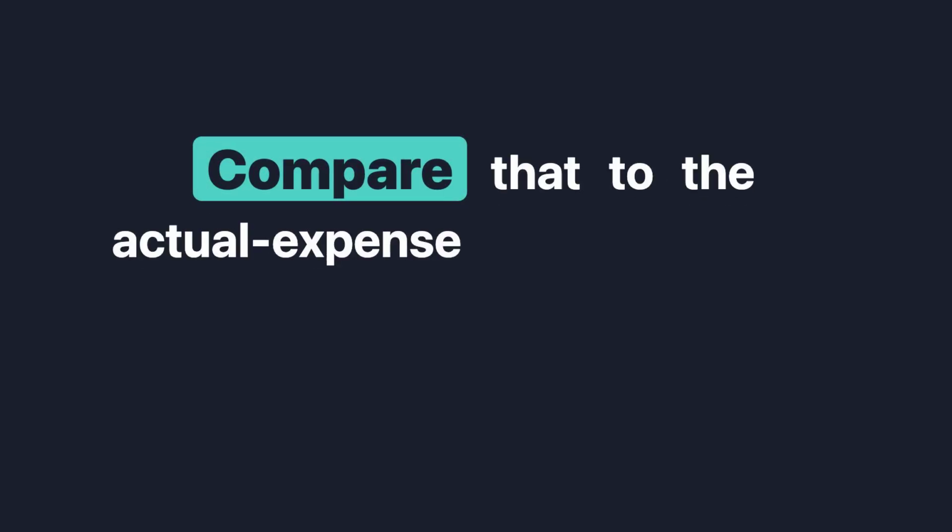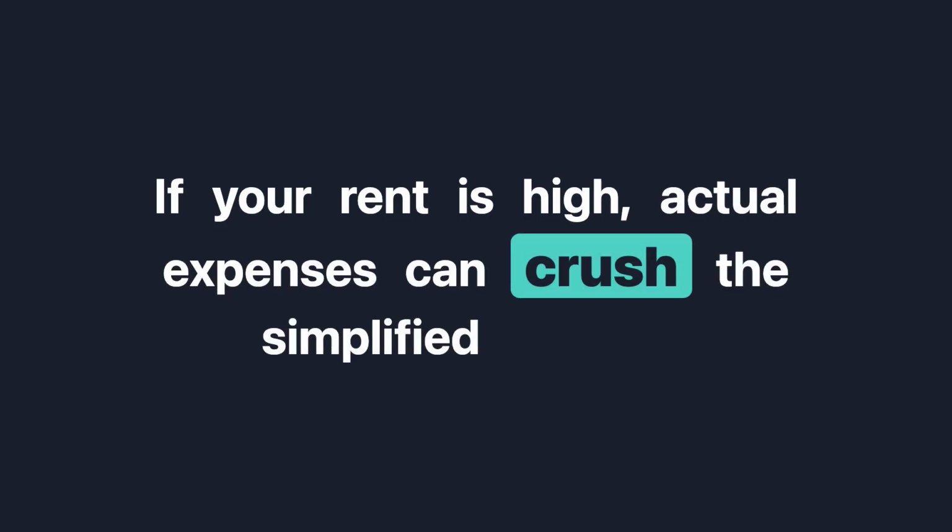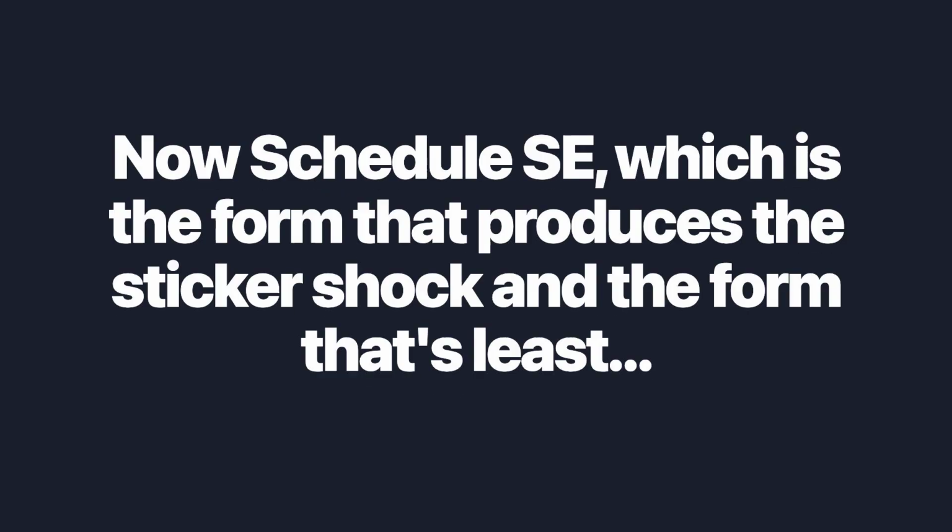Compare that to the actual expense method, where you take the business use percentage of your rent, utilities, and renter's insurance. If your rent is high, actual expenses can crush the simplified number. Run both. Take the bigger one.